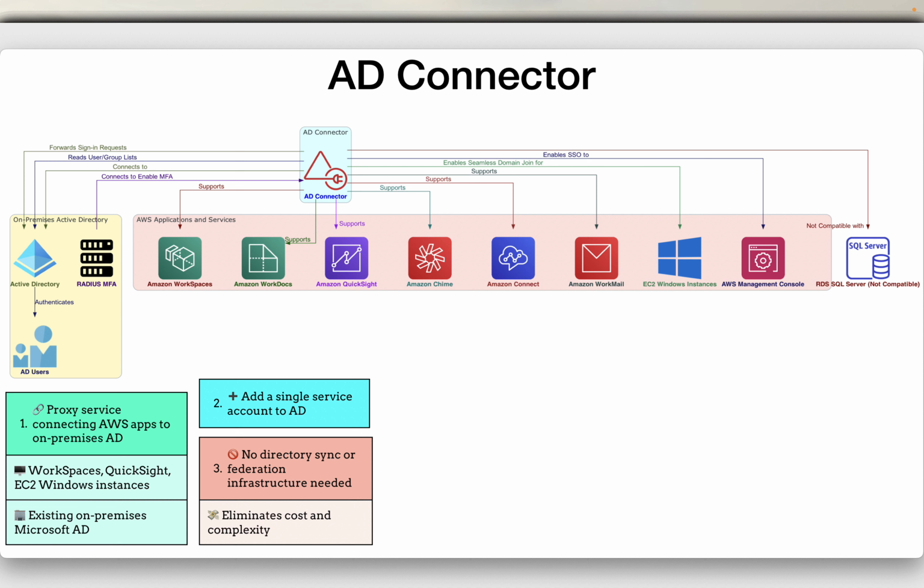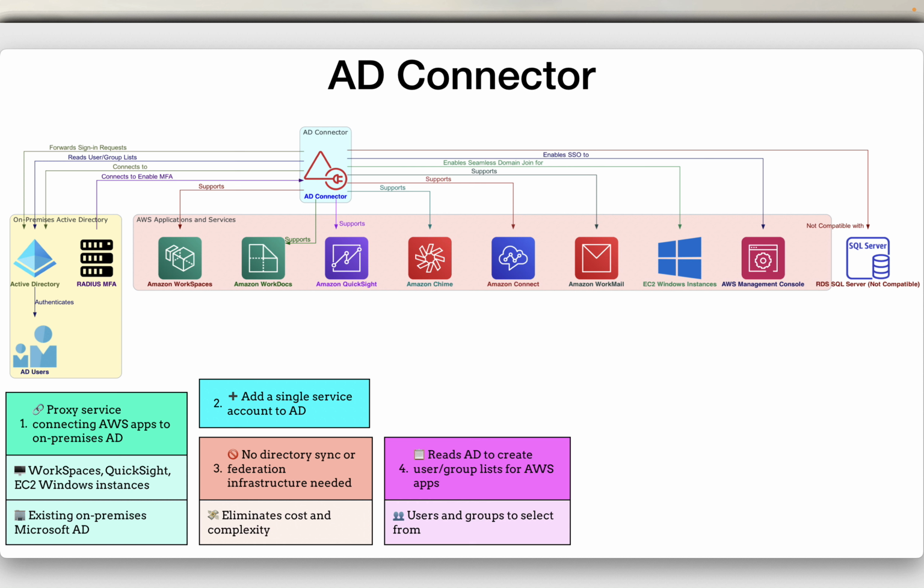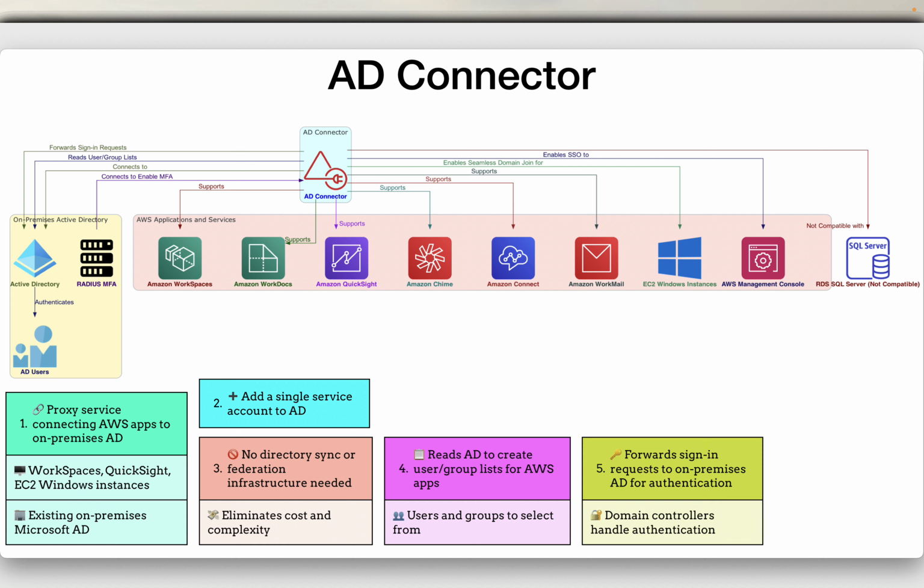AD connector eliminates the need for directory synchronization or the cost and complexity of hosting a federation infrastructure. When you add users to AWS applications such as Amazon QuickSight, AD connector reads your existing Active Directory to create a list of users and groups to select from. When users log into the AWS applications, AD connector forwards sign-in requests to your on-premises Active Directory domain controllers for authentication.